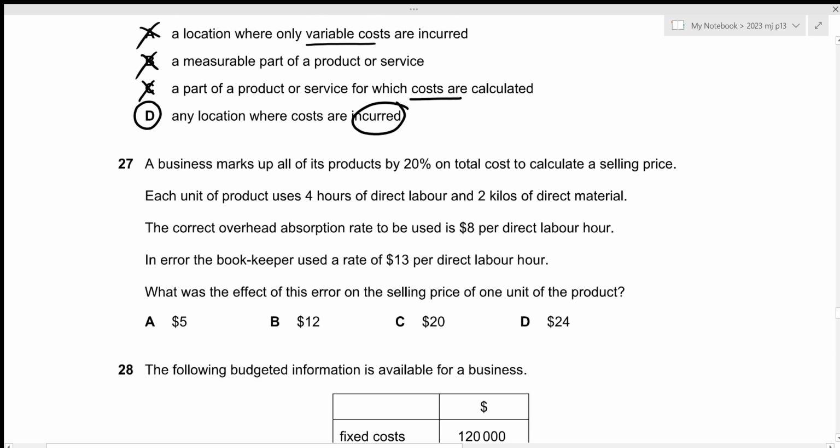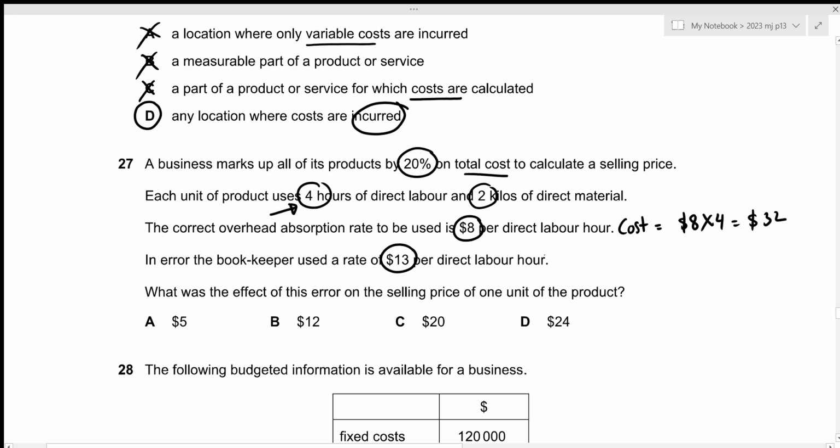A business marks up all of its products by 20% on total cost to calculate a selling price. Each unit of product uses 4 hours of direct labor and 2 kilos of direct material. The correct overhead absorption rate to be used is 8 per direct labor hour. In error, the bookkeeper used a rate of 13 per direct labor hour. Okay, so the correct overhead should have been 8 per direct labor hour, so we just need to multiply it by our direct labor hours of 4. That gives the cost to be 32.